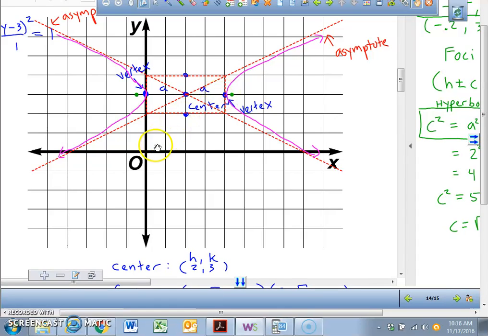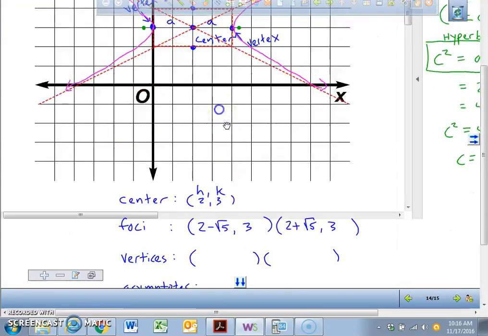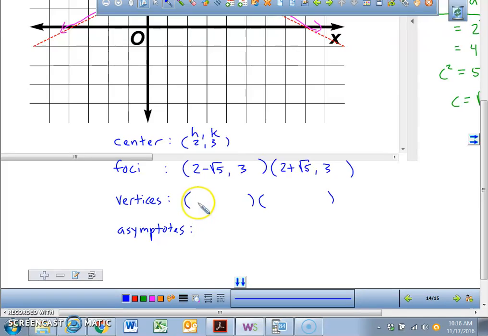The vertices of your hyperbola is where the hyperbola passes through. So right here, it looks like we're over at a what? Over 4 and up 3, and we're also at a 0, 3. So for your vertices, what I want you guys to write down is 0, 3, and 4, 3. So your hyperbola passes through both of those vertices.